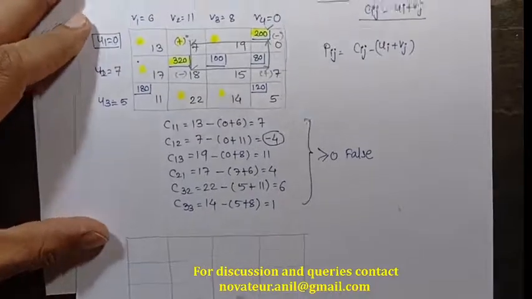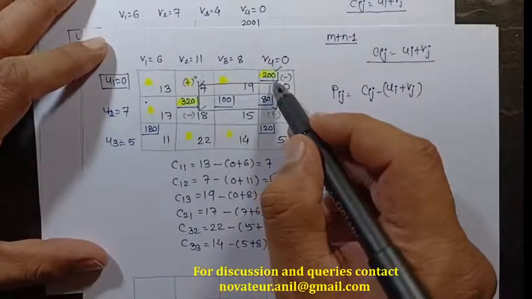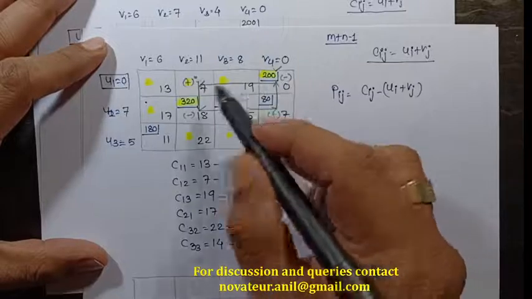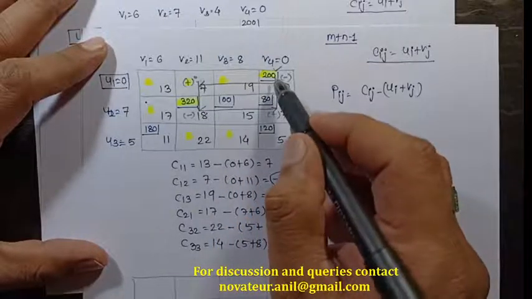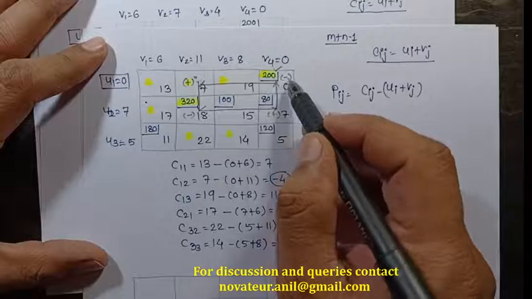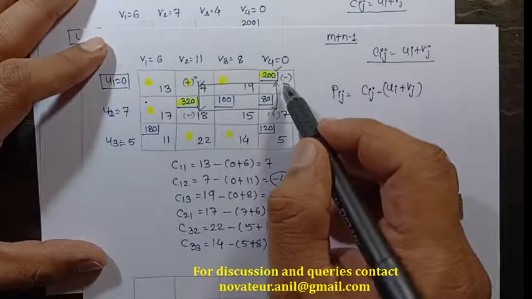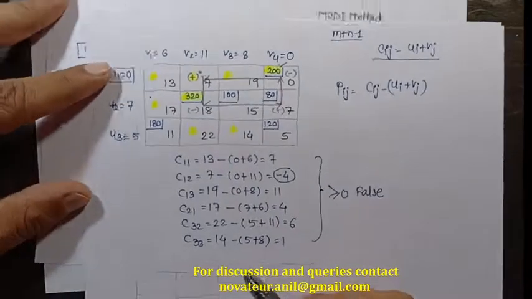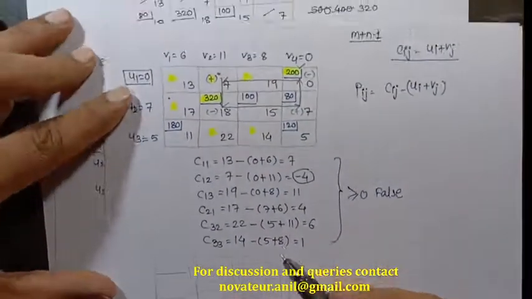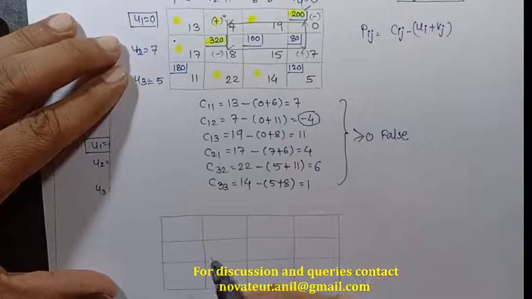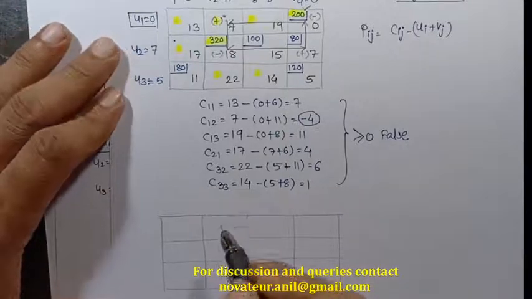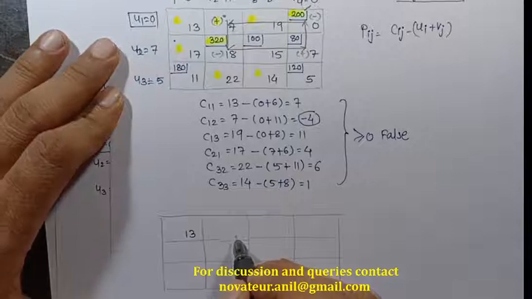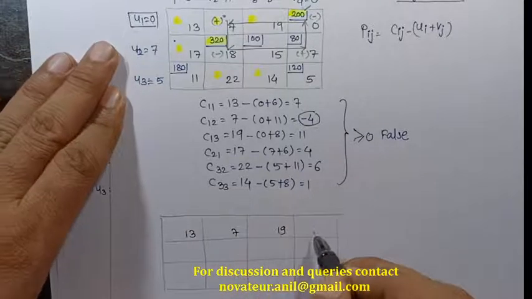So next I have to add 200 to wherever the plus sign is given in these cells which are existing on this loop, and I have to subtract 200 from the negative signs from the cells which are assigned on this particular loop. So here, rewriting this particular, I'll just write down this 13, 7, 19, 0.